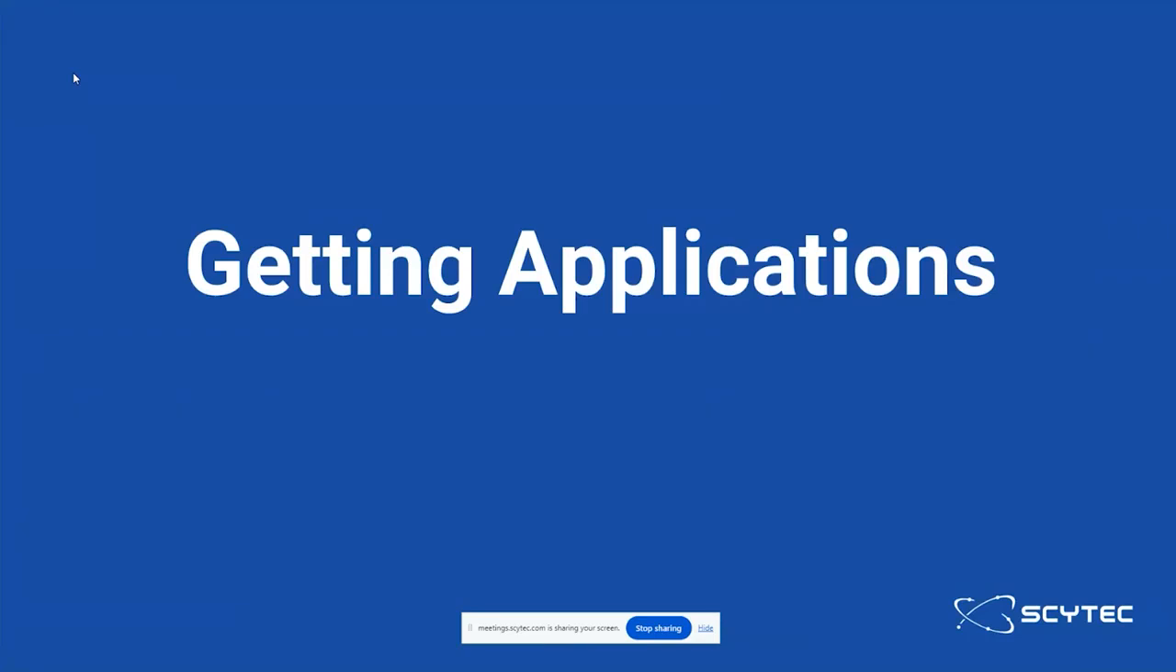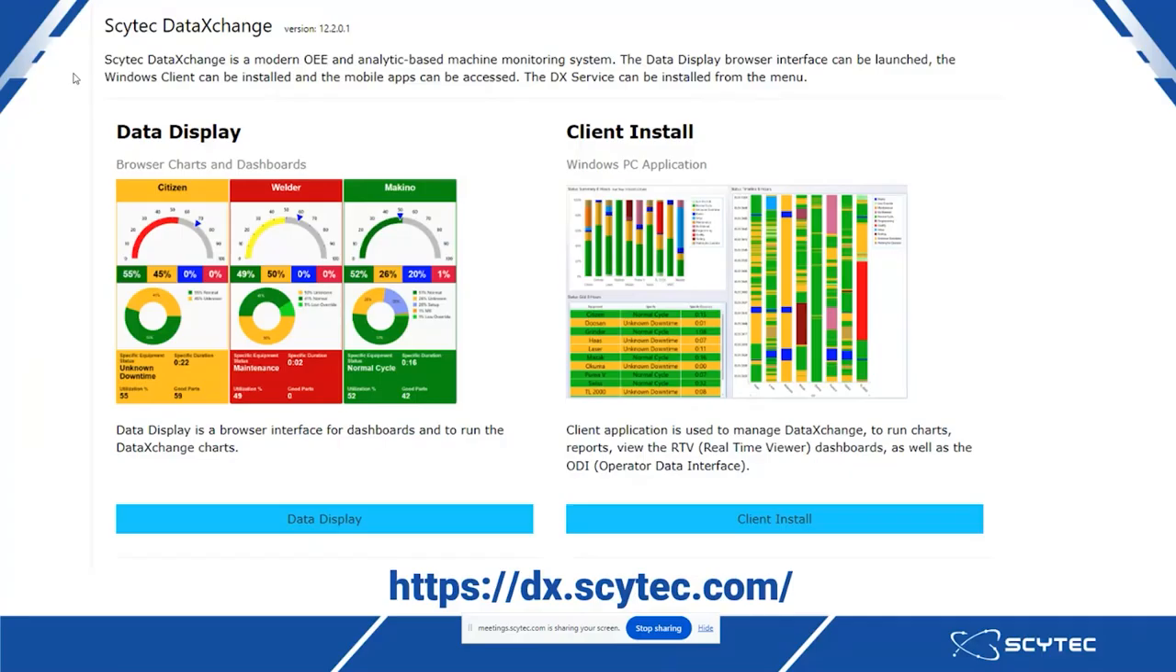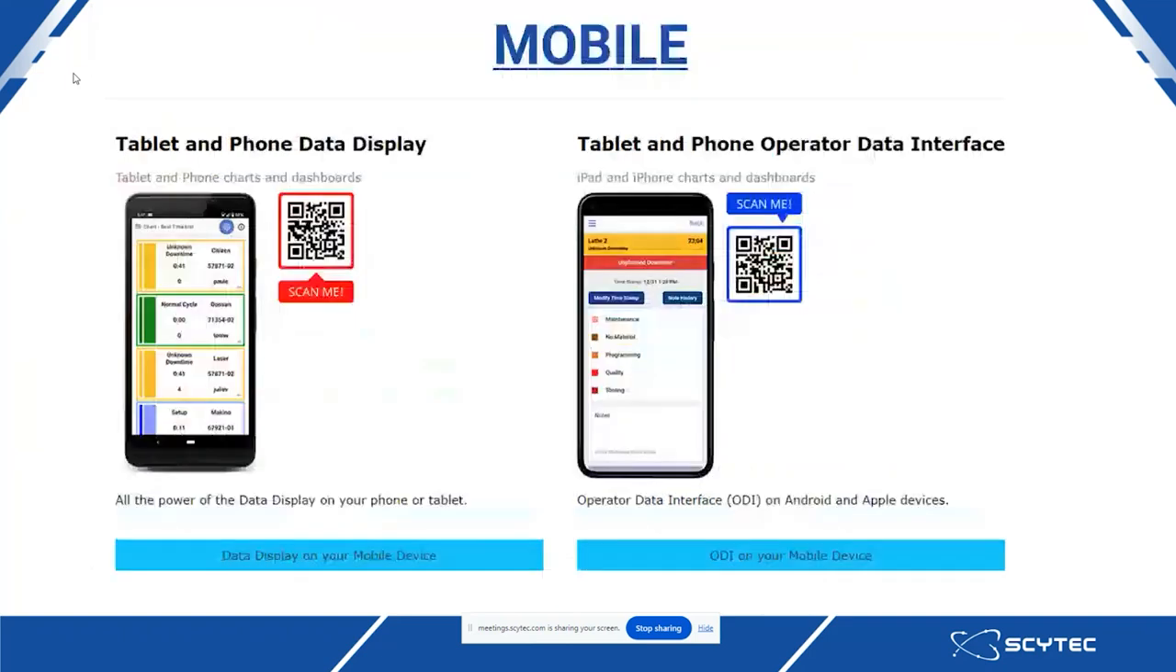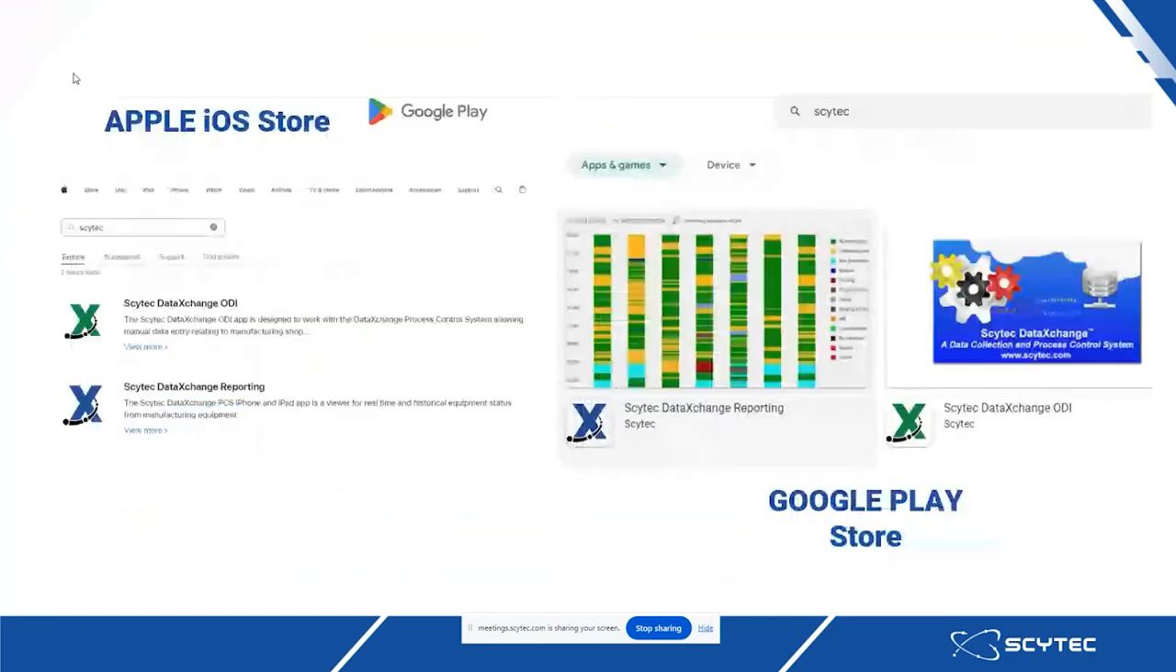Next, I'm going to talk about where you can find and get all the applications. And I kind of went over this a little bit last month. So we have a main hub that you can go to at dx.scytec.com, where you can find a link to your browser-based reporting tool, data display, as well as the client install for the desktop application. And then also the mobile reporting applications for data display, as well as the operator data interface as well. You can also find these on the Apple iOS store, as well as the Google Play Store.